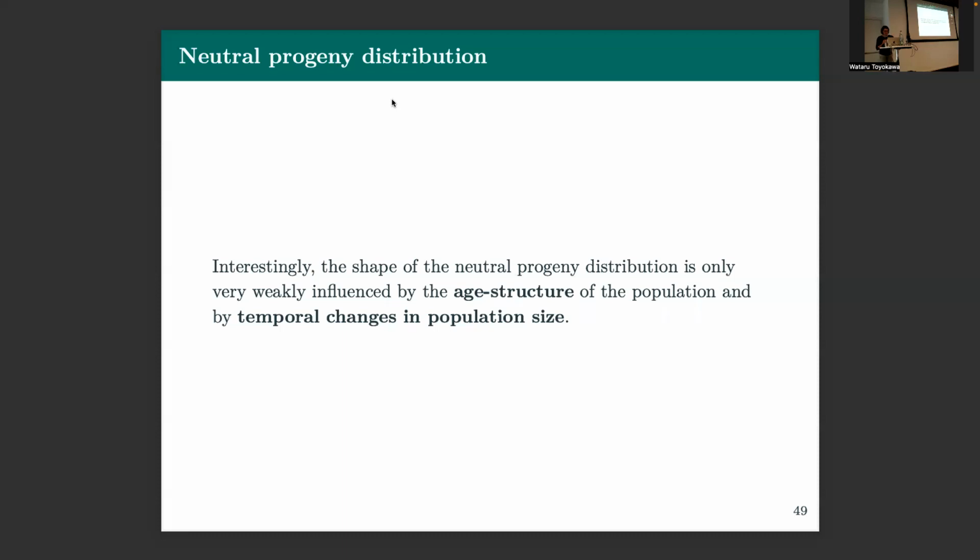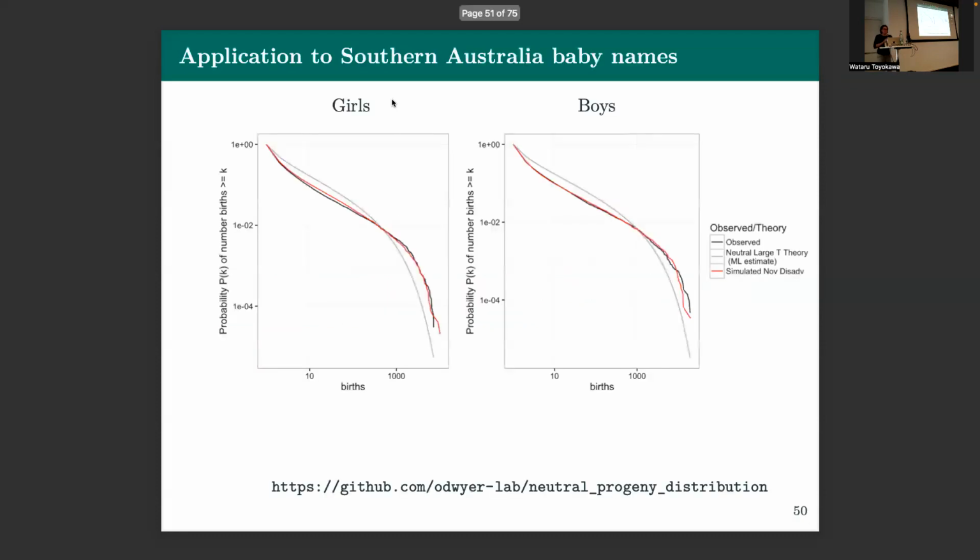Okay, just as a side note, why I think this is an interesting statistic: the shape of the neutral progeny distribution is only very weakly influenced by age structure of the population and by temporal changes in population size. And that's cool because, you know, those demographic properties are usually unknown. And if my distribution or my expectation is not changed by it, that's great because I don't need to worry about it. Okay, so now we applied this to a data set from South Australia.